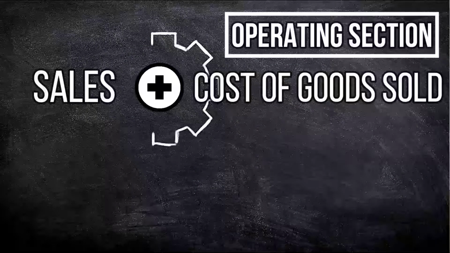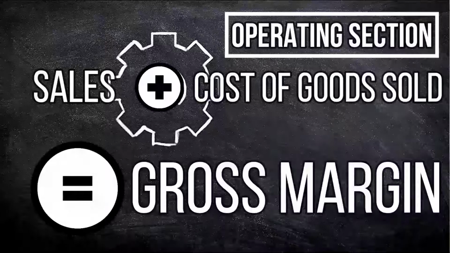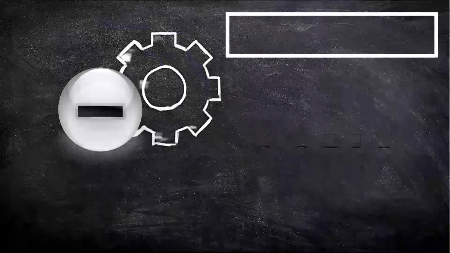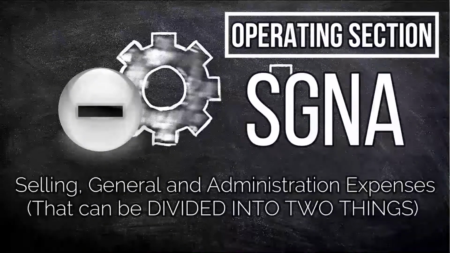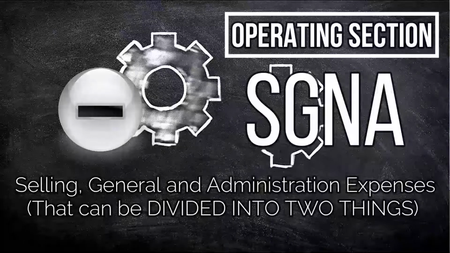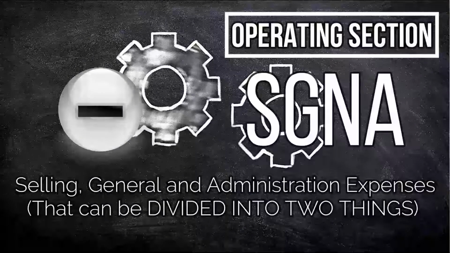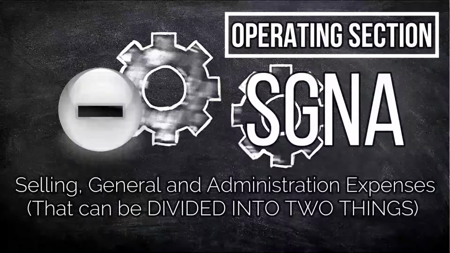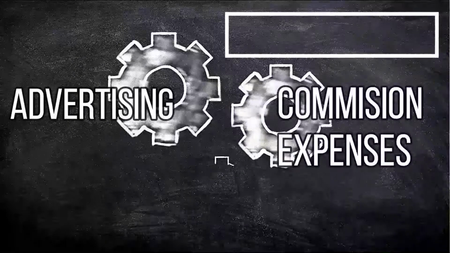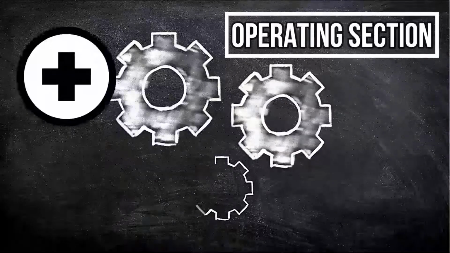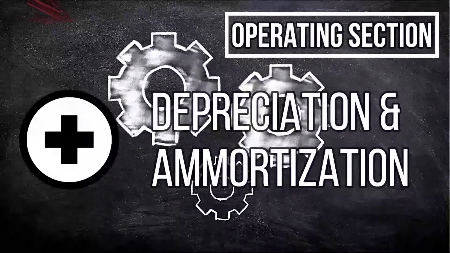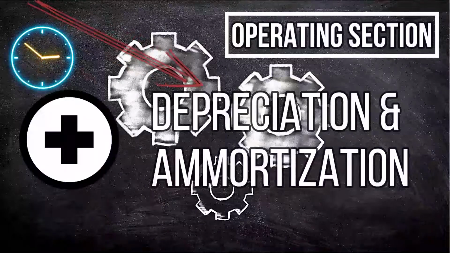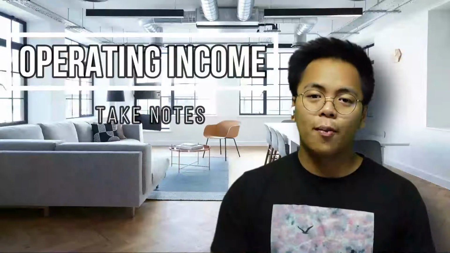The operating section has the sales and the cost of goods sold, which equals the gross margin. Then we deduct the SG&A, also known as selling, general, and administration expenses. That can be divided into two things: we have the advertising and commission expenses. Then we add the depreciation and amortization, which are expenses that decrease over a period of time. The total would be your operating income.